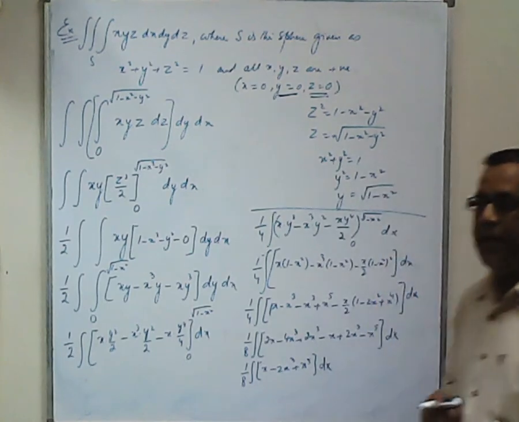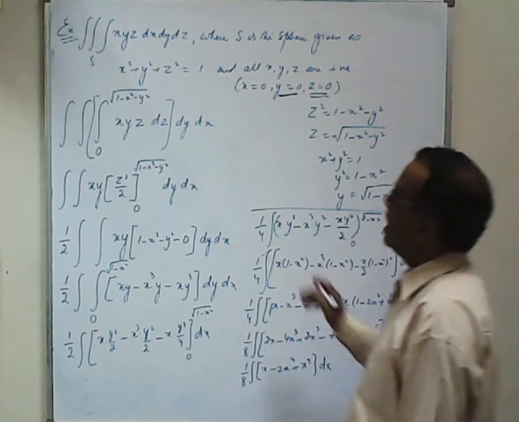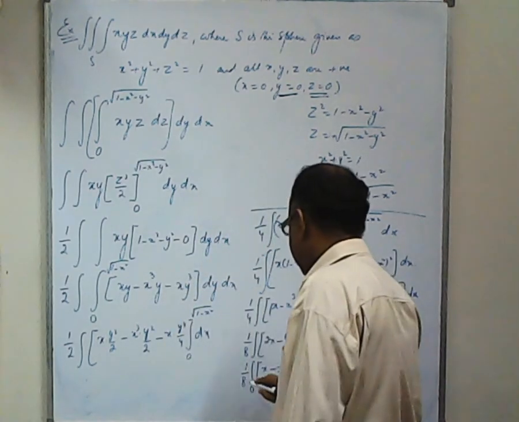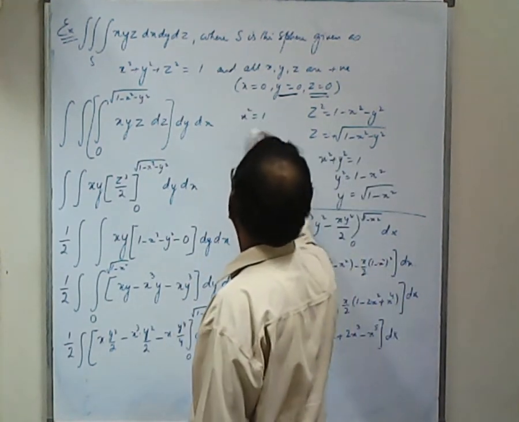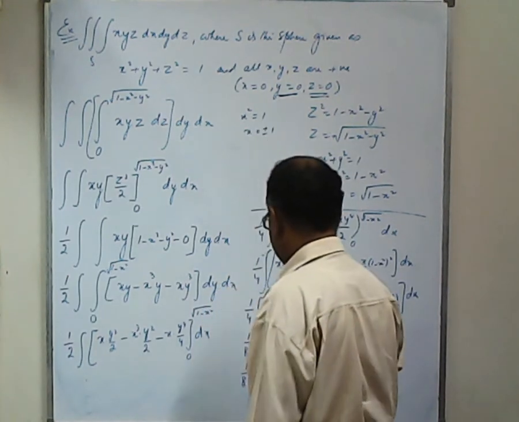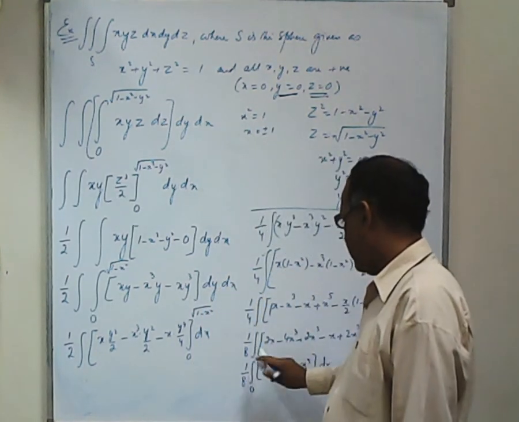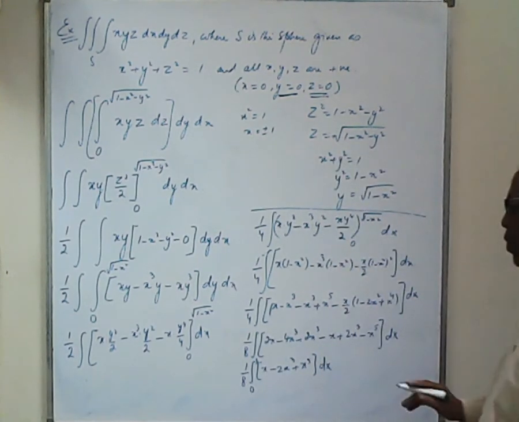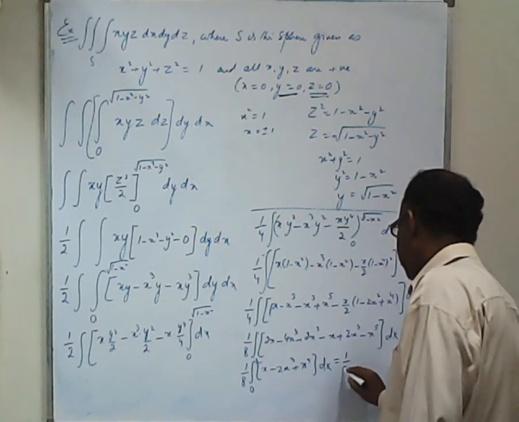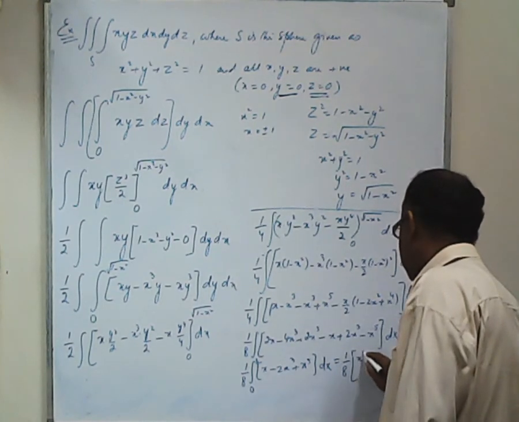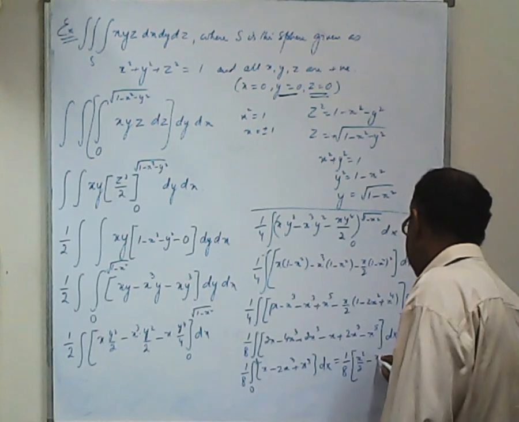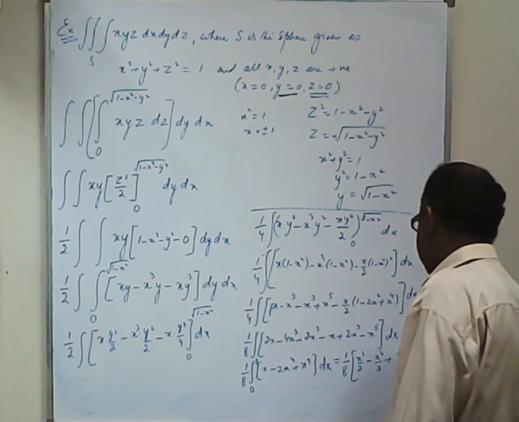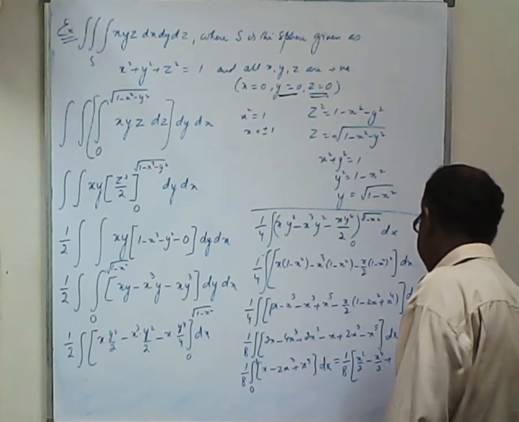And now what will be the limits of x? Now y is also 0, so it means lower limit of x is 0, and upper limit is x square equal to 1, so x equal to plus minus 1, so 0 to 1. So upper limit is 1, so now we simply have 0 to 1, so I can write 1 by 8, then x square by 2 minus x power 4 by 4, so it is 2, and plus x power 6 by 6, and 0 to 1.